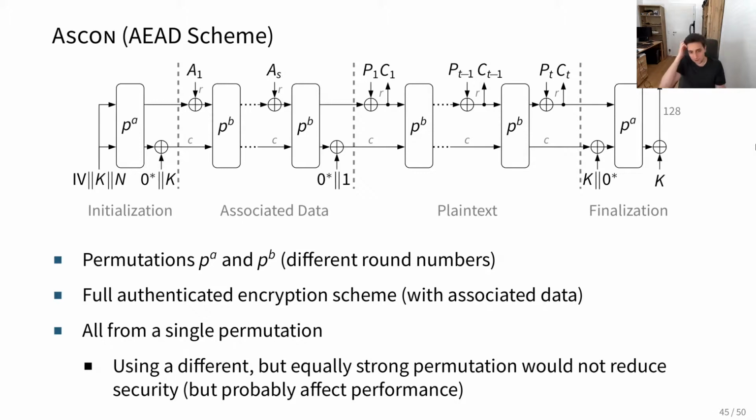Okay, let's see a concrete example. So for example, this is the ASCON scheme, and this was actually developed at this institute. And this is an AEAD scheme, which means that essentially it encrypts some plaintext, but it also provides authenticity of that, and also of some associated data blocks which are not encrypted. And this is essentially the whole ASCON function here in encryption mode.